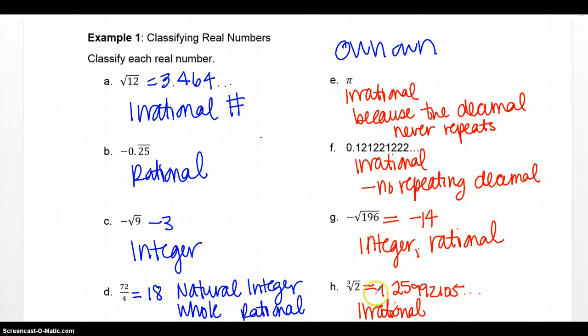The opposite of the square root of 196 is negative 14, so this is an integer. It's also rational because it can be written as a fraction. It could be negative 14 over 1. And then the last one, the cube root of 2 is not a pretty number. It's 1.259921005, and so on, so this would be irrational.